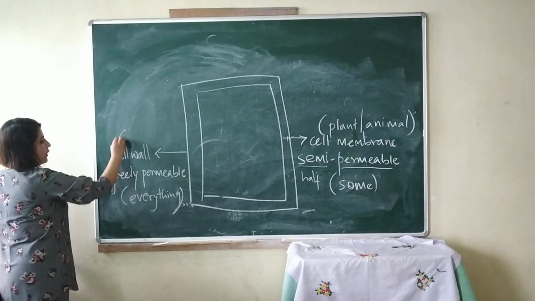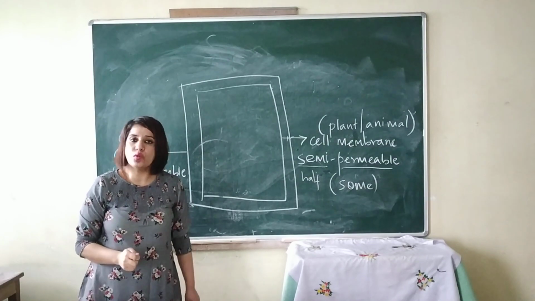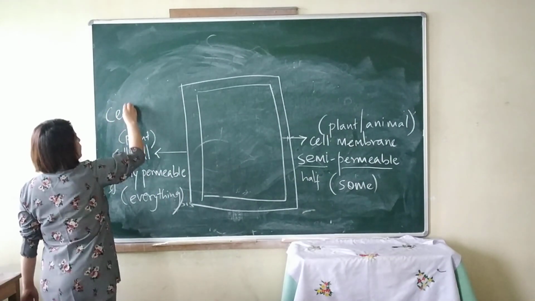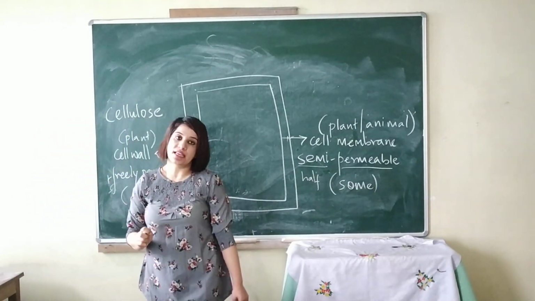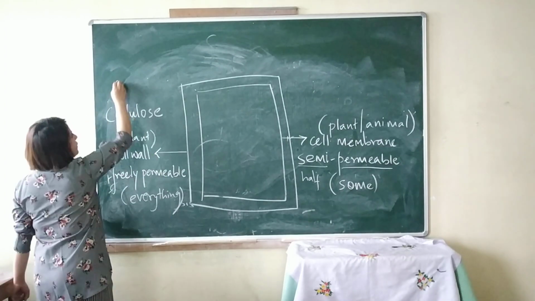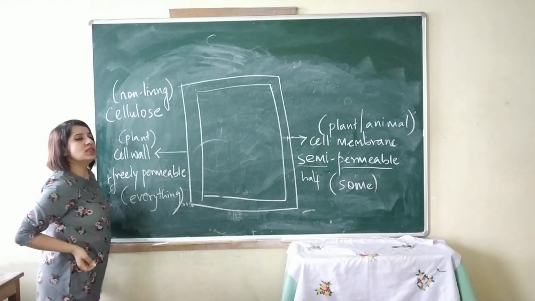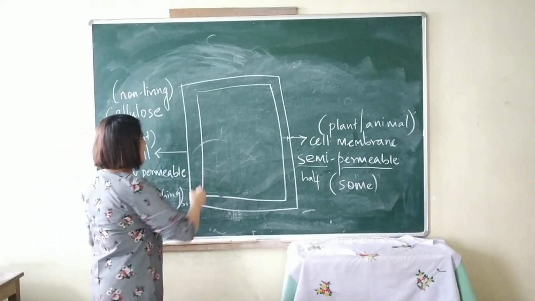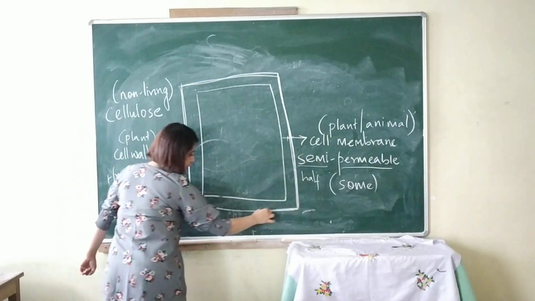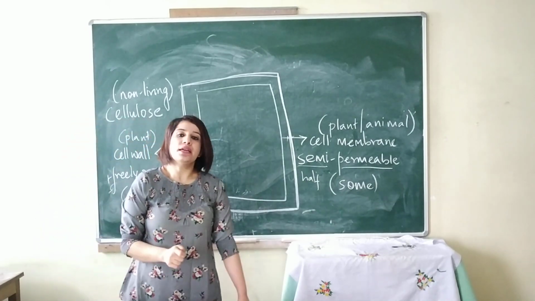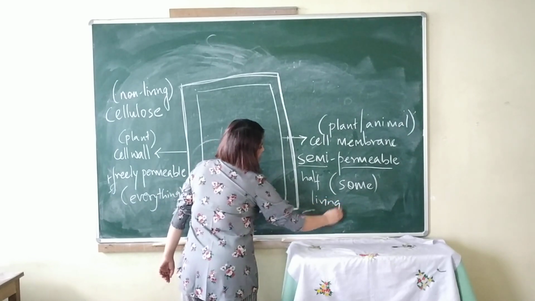Now the cell wall, I have told you, is found only in the plant cell. The cell wall is composed of a substance called cellulose. Cellulose is a non-living substance, hence the cell wall is also non-living. So this part of the plant cell, that is the cell wall, is non-living. The cell membrane is a living membrane.